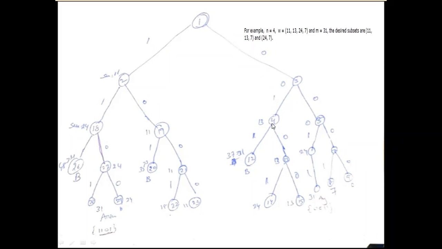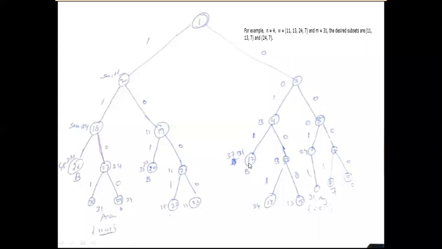So the fourth node represents x1 not included in the sum and x2 included in the sum, and x2 is 13. So the fourth node represents sum equal to 13. Now the fourth node generates children, since it is less than 31. So the fourth node generates a child, that is the 12th node.